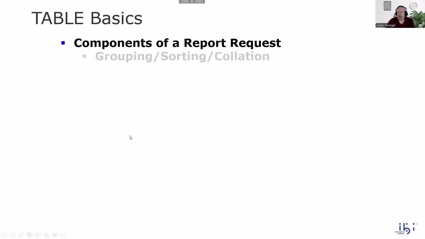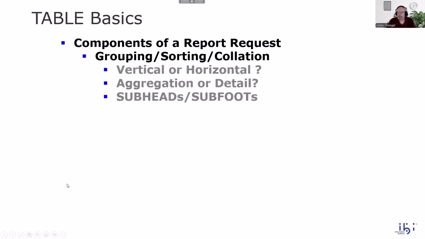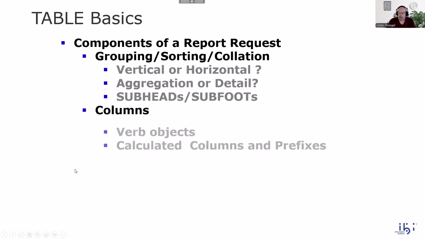So, the different components of a report request. You start by asking, how am I going to sort my data? Do I need to sort it? Am I going to sort down the column, or do I want to sort across the rows? Am I doing aggregation or detail? That will determine what verb I'm going to use. Do I have any headings, subheads, subfoots? What columns do you want to see in the report?